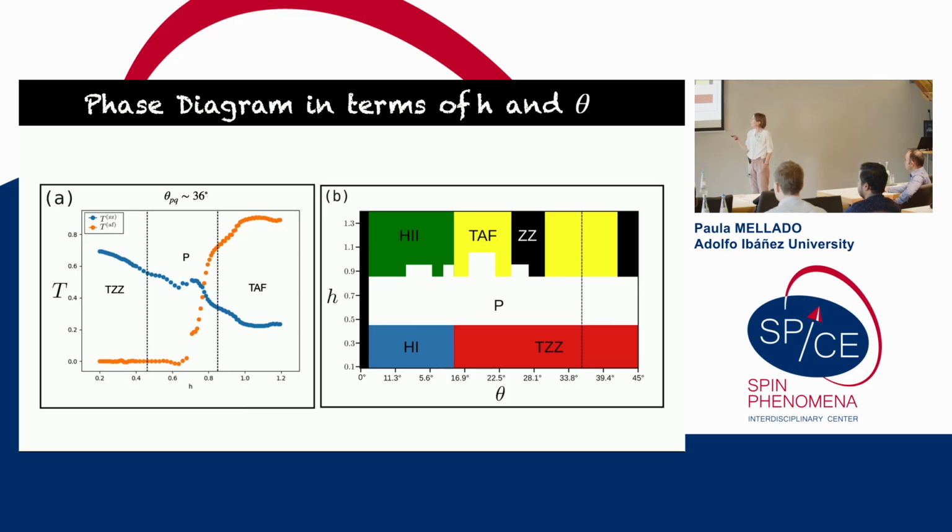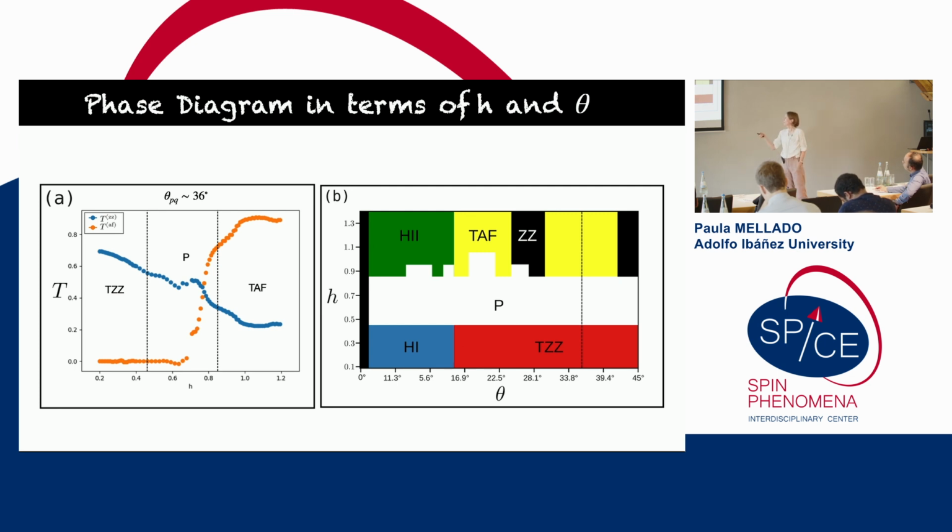So we can also examine how the system transitions from one to the other. In terms of h, for some angle, for instance 36, we can study the toroidal order along zigzag chains and the antiferromagnetic toroidal order parameter, and we see that they cross here at about 0.7 or 0.75, and in this region they coexist. We cannot find any order here.